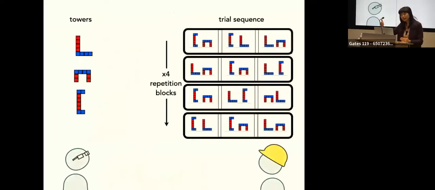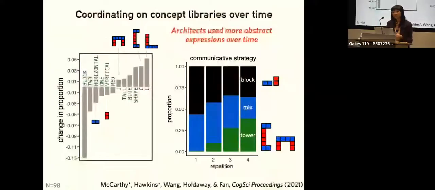And then to see how behavior changed as participants learned to collaborate better with each other, we repeated each scene multiple times. And what we found was that between the first and final building attempt, the language that architects used shifted to a higher level of abstraction, with references to individual blocks becoming less frequent, but references to entire towers, in this case, participants tended to give these towers names like C and L, emerging and becoming more frequent.